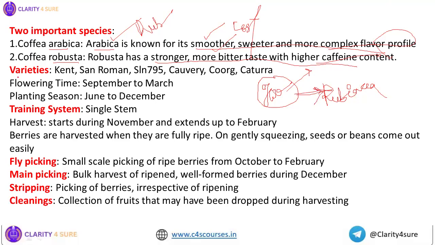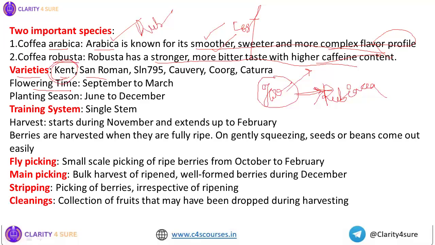Next we'll talk about the different varieties of coffee. Kent variety is the earliest variety. Then we have San Ramon, Kaveri, Coorg, Catuai. There was a question in one of the previous years: Kent is the variety of which crop? So what would you write? Coffee.